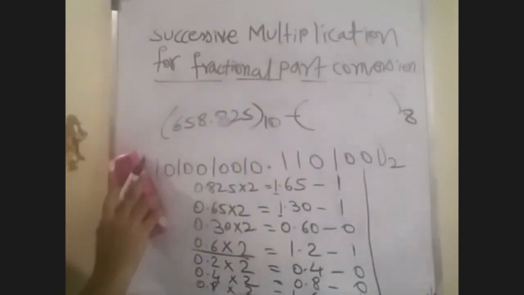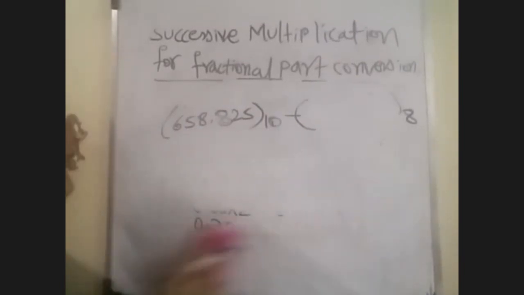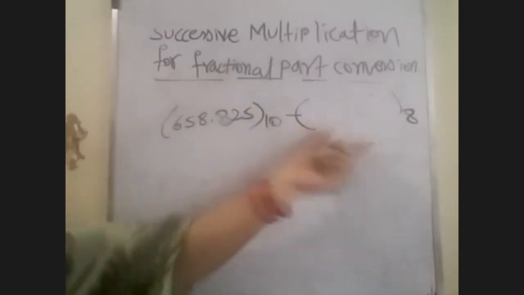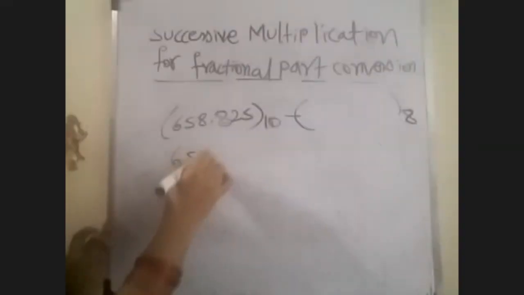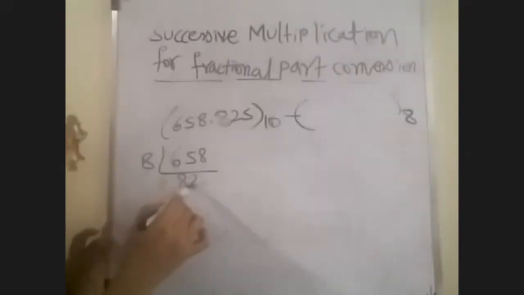Then what is the procedure now? Divide by 8. Yes, so 658 is divided by 8, and the fractional part is multiplied by 8. So 658 is divided by 8 first. What is the value? 8 8s are 64. Remainder 1.